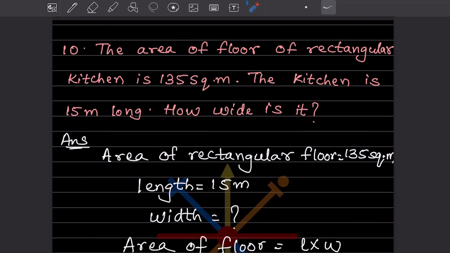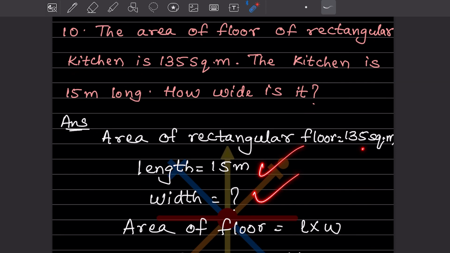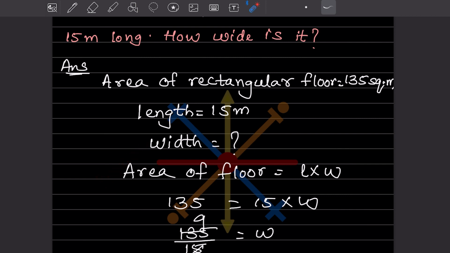Now the area of the floor of a rectangular kitchen is 135. See, it is a rectangle and the area is given. The kitchen is 15 meter long. So what is the width? This is very easy. Area is given, so we'll start with the area of the rectangle. First the given things. And then what will we write here? Area of floor. Because that is rectangular, you can also write here rectangular floor. That will be better. Just add this word rectangular floor. So now this is length into width. And this is given as 135.